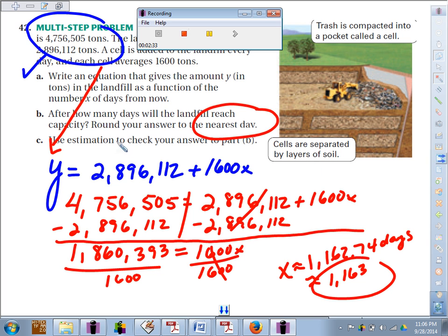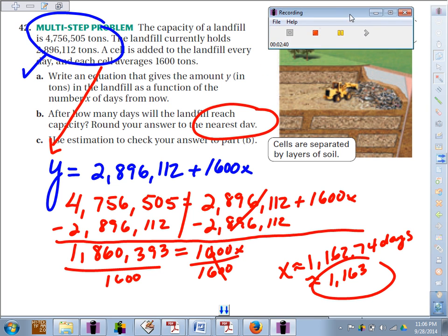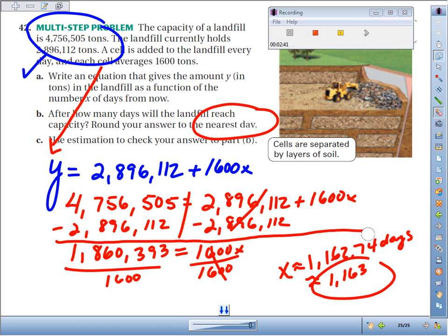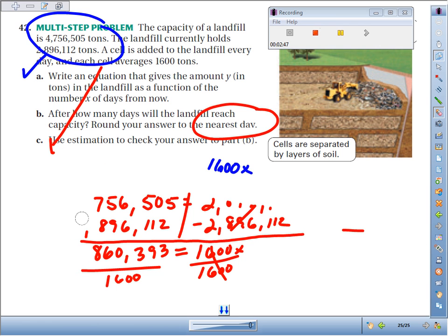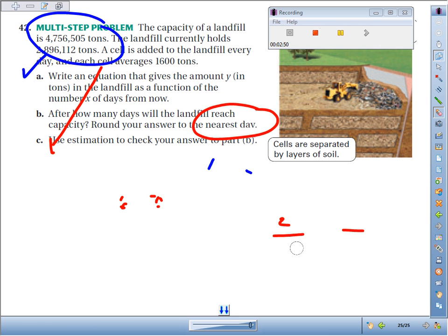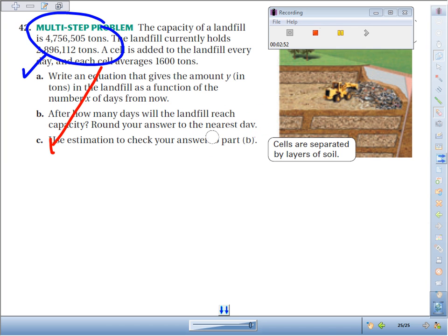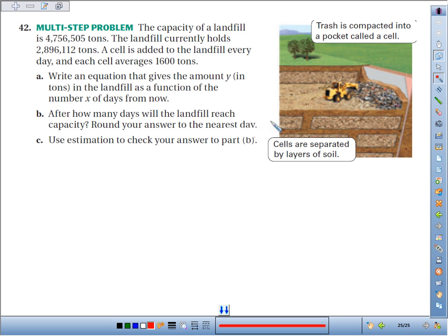Now the last part of the problem asks us to use estimation to check our answer to part B. Now, we've got a lot of stuff going on the page, so I'm going to clear some space here. There we go. Okay, remember part B we said about 1,163 days. They say use estimation to check your answer to part B. Well, if you look at 4,756,505 tons, you're looking at about 5 million tons.